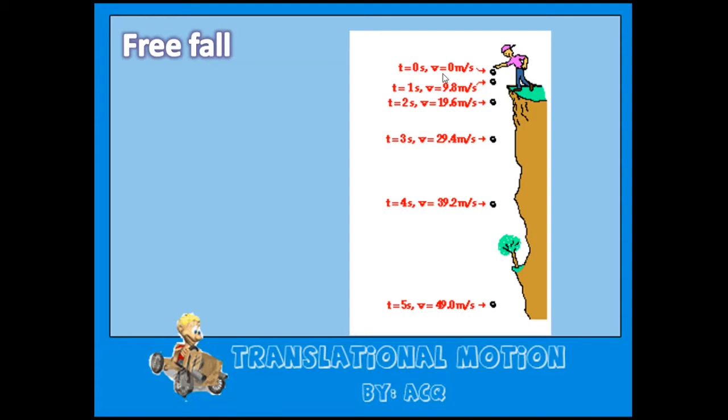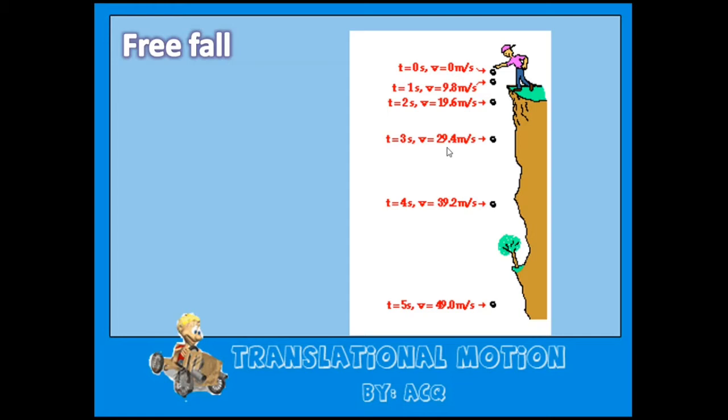After 1 second, it's 9.8 meters per second. After 1 second, again, which makes it 2 seconds, it will become 19.6 meters per second. Then at time 3 seconds, it will become 29.4 meters per second. Then 39.2 meters per second. Then 49.0 meters per second. So you can see what happens to the velocity of the pebble as it falls.